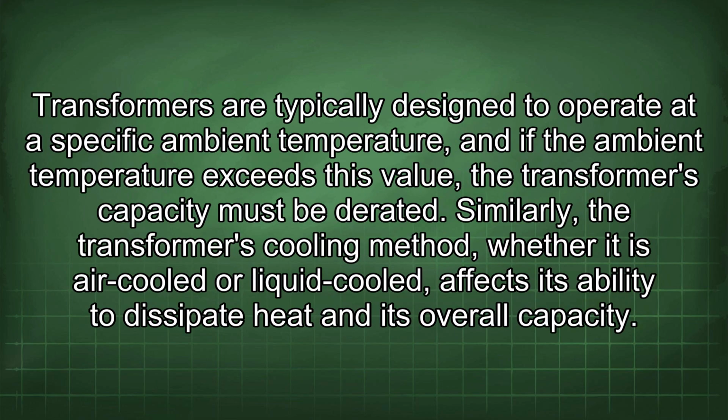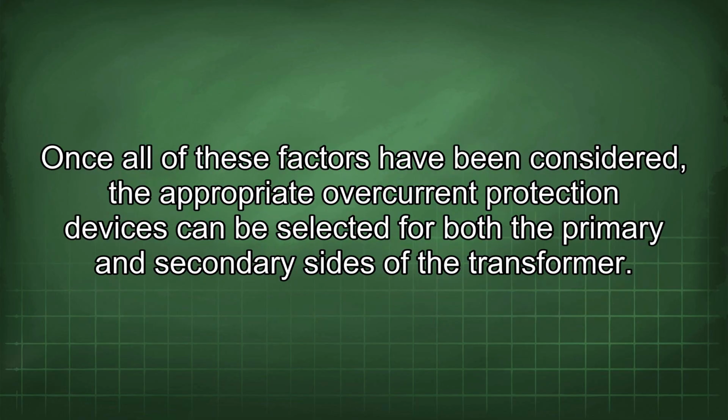Transformers are typically designed to operate at a specific ambient temperature, and if the ambient temperature exceeds this value, the transformer's capacity must be derated. Similarly, the transformer's cooling method, whether it is air-cooled or liquid-cooled, affects its ability to dissipate heat and its overall capacity. Once all of these factors have been considered, the appropriate overcurrent protection devices can be selected for both the primary and secondary sides of the transformer.